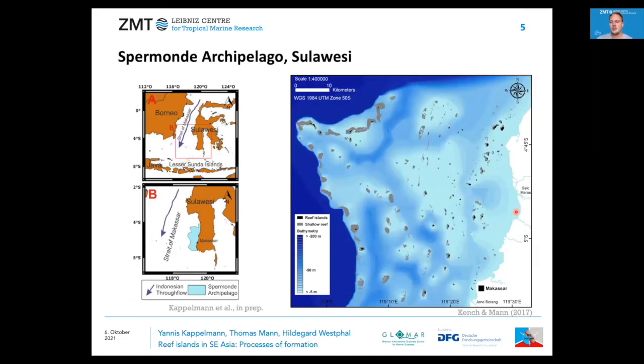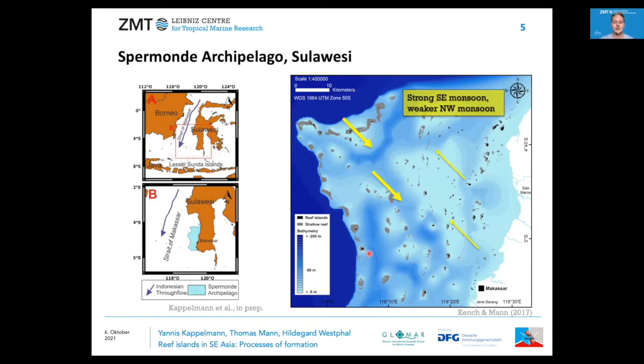So as promised, coming to the study area is the Spermonde archipelago, which is located offshore Sulawesi in Indonesia. If we look at this map here, we can see that it's a pretty broad carbonate shelf, and at the same time pretty shallow. The maximum depths on the outer shelf here are around 50 to 60 meters. And there are several reef structures and also some reef islands marked in black here.